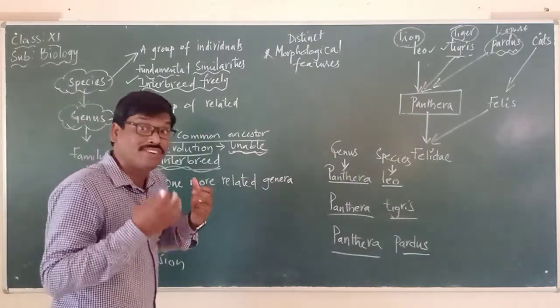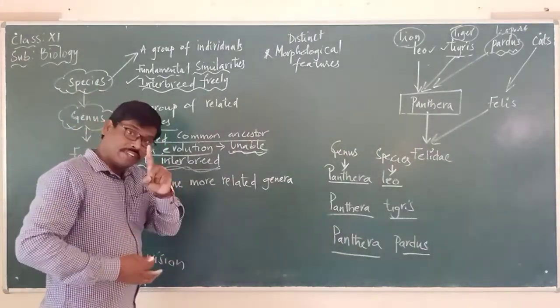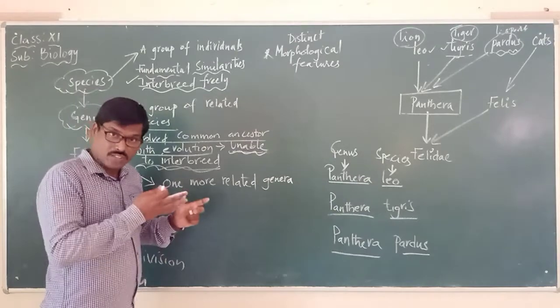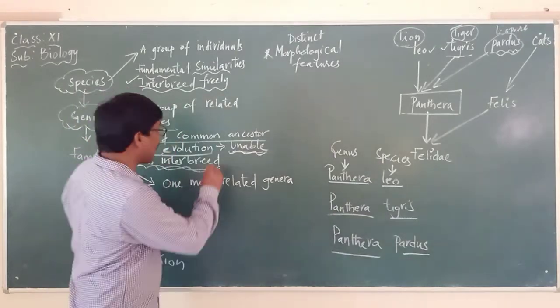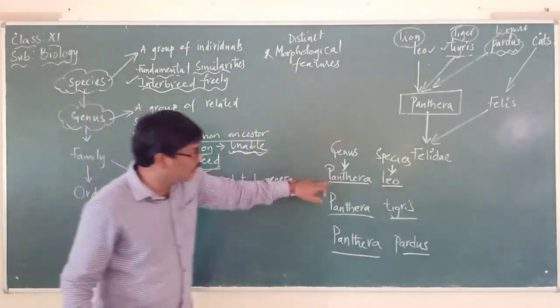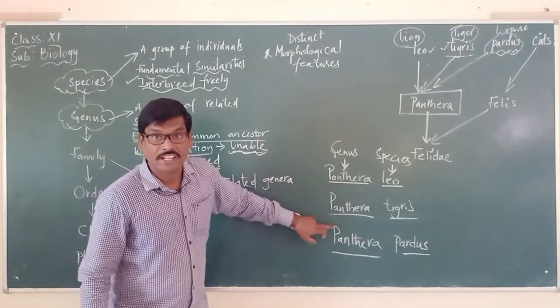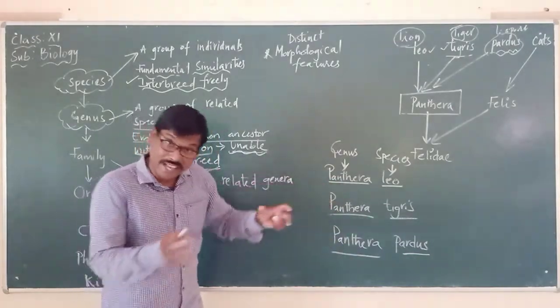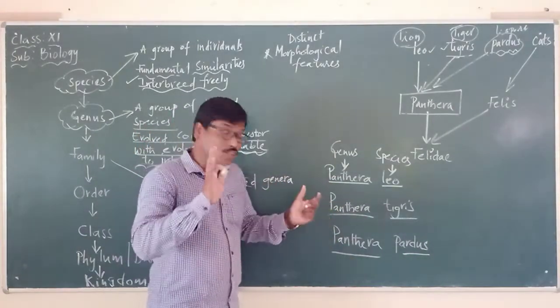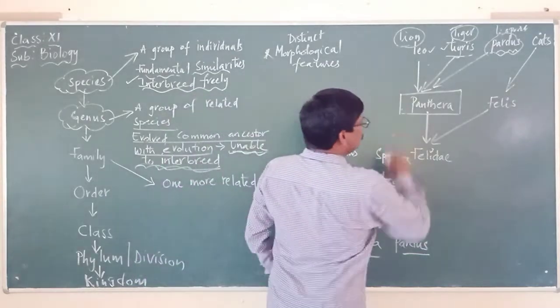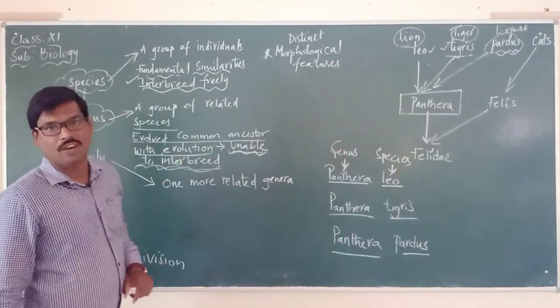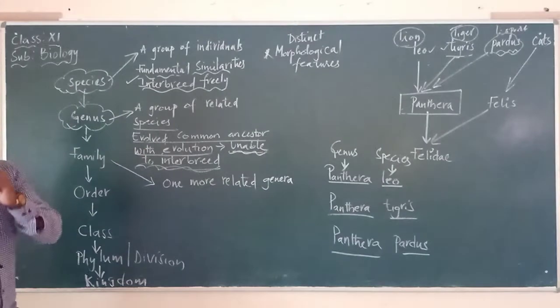A group of related species having a common ancestor in the process of evolution, but they are unable to interbreed. They cannot interbreed among themselves, but they have common characteristics. So that's why we are keeping it under the genus called what? Panthera. Okay, we are keeping it under the genus Panthera.